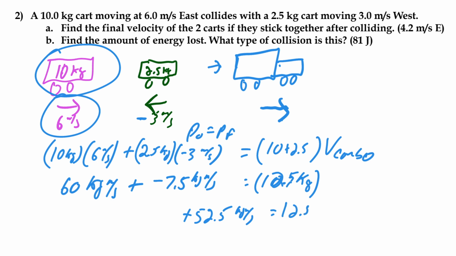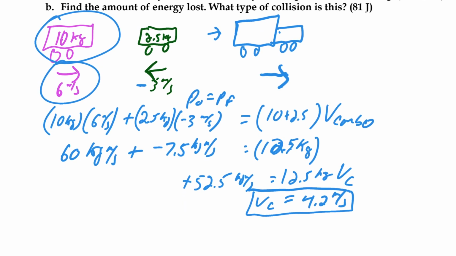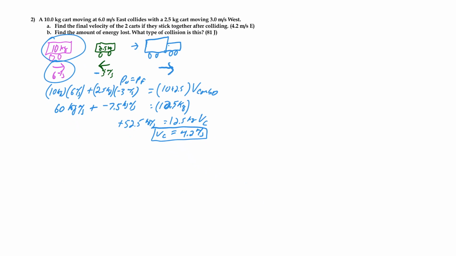And then we'll go ahead and divide by 12.5. So that gets us a combined velocity of 4.2 meters per second. So once again, this is an inelastic collision, completely inelastic, and so that means there's going to be energy lost here, right? So actually, let me just shrink this down. So we're just going to look at the energy before, the energy after, and compare.